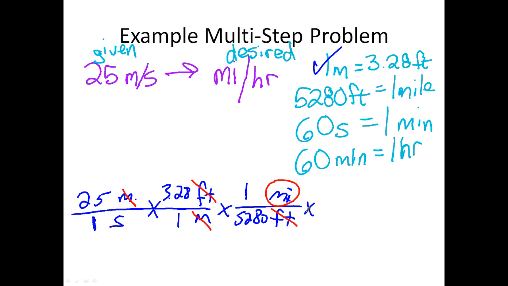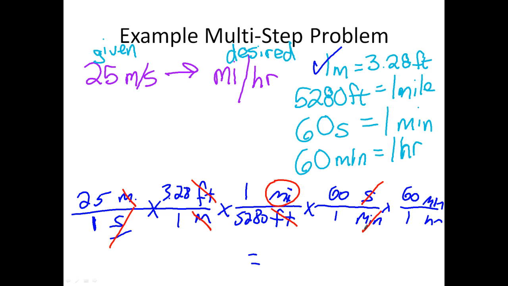And now I'm going to work on the time part. Since seconds are on the bottom over here, I want to put the seconds on the top over here, and I'm going to go to minutes. There are 60 seconds in a minute, and I want to get rid of minutes, and I want hours on the bottom. There are 60 minutes in 1 hour. So my final answer after I cross these units out will be in miles per hour.